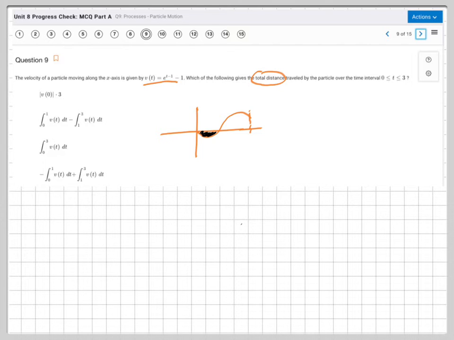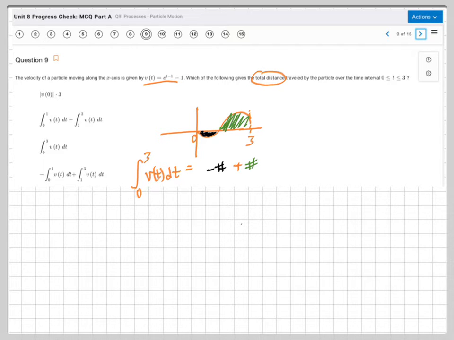So as you see in this graph, we have a negative area and we have a positive area. If we were to just add up the negative area and the positive area, that would not give us the total distance, because the negative numbers are going to cancel out with the positive numbers. That will end up giving us displacement. You remember displacement? We get that by just taking the integral from 0 to 3 of velocity. That would give us displacement, not total distance.